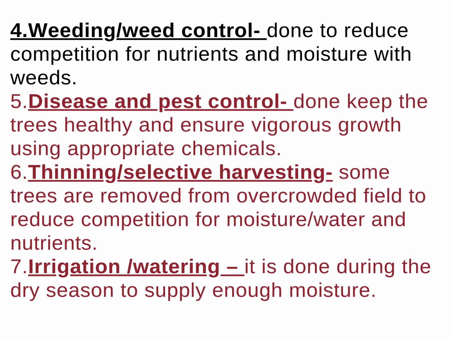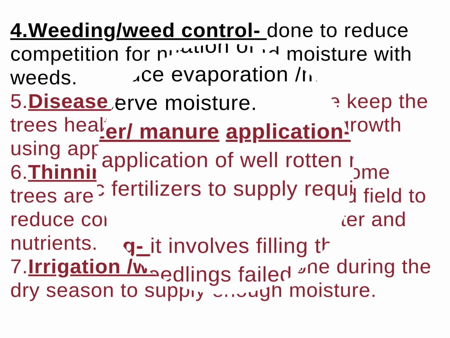4. Weeding, weed control, done to reduce competition for nutrients and moisture with weeds. 5. Disease and pest control, done to keep the trees healthy and ensure vigorous growth using appropriate chemicals. 6. Thinning, selective harvesting. Some trees are removed from overcrowded field to reduce competition for moisture, water and nutrients. 7. Irrigation, watering. It is done during the dry season to supply enough moisture.